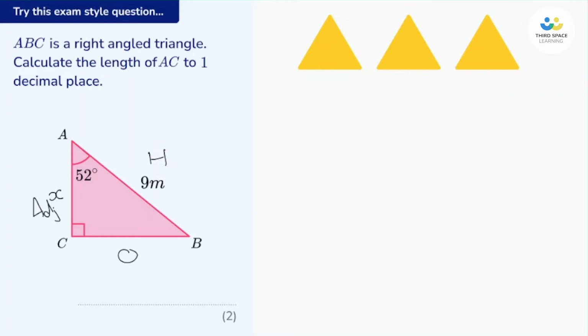Right, let's write down the SOHCAHTOA triangles. So I've got some triangles here. Let's write in SOHCAHTOA. So sine equals opposite divided by hypotenuse. Cos equals adjacent divided by hypotenuse. And tan equals the opposite divided by the adjacent, SOHCAHTOA.